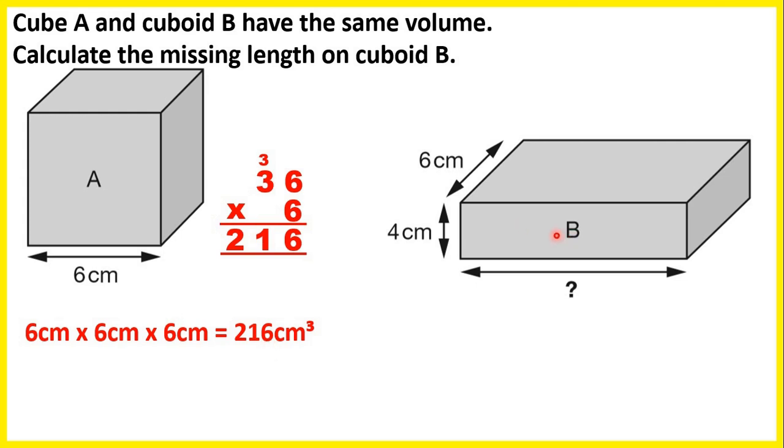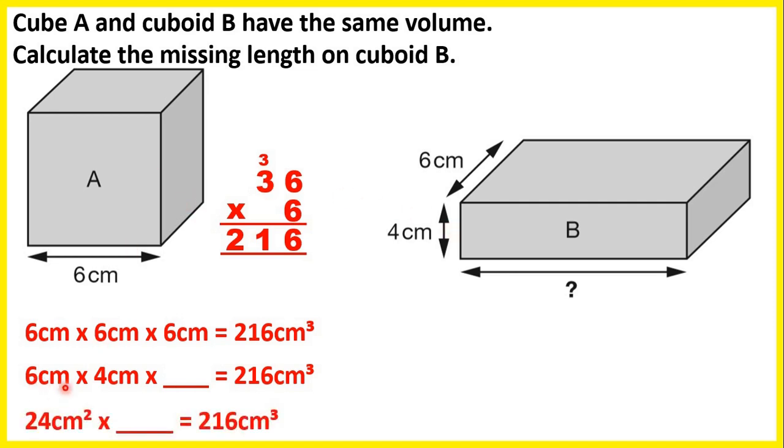Now we know that cuboid B has the same volume. We multiply the length, width and height. So we have 6 times 4 times something, and that will need to equal 216 as well, because they have the same volume. Now 6 times 4 is 24, and 24 times what is 216? Well, if we divide 216 by 24, we'll get 9. So 24 times 9 is 216.